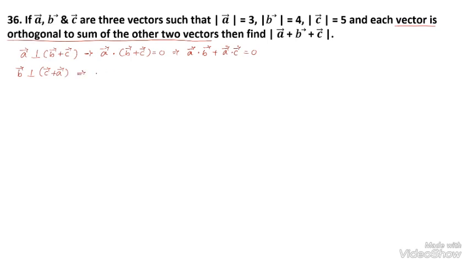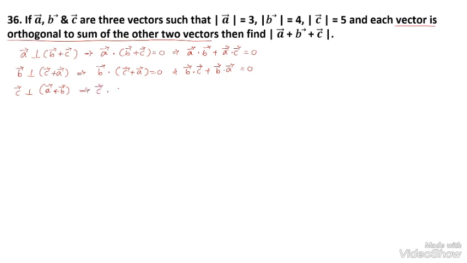Then it becomes the dot product of vector b with (vector c plus a) is equal to 0. Simply I can write vector b dot vector c plus vector b dot vector a is equal to 0. Again for vector c, it is vector c dot (vector a plus vector b).